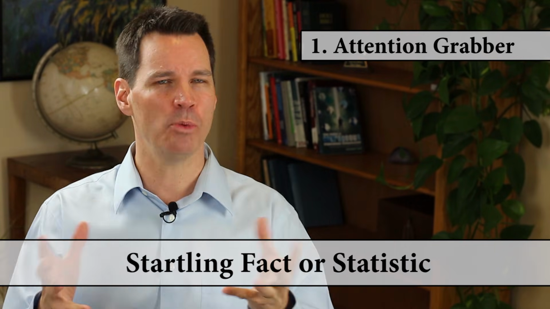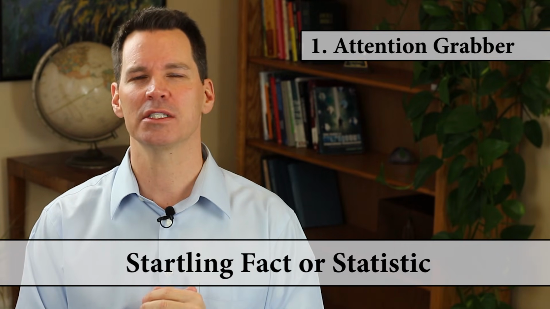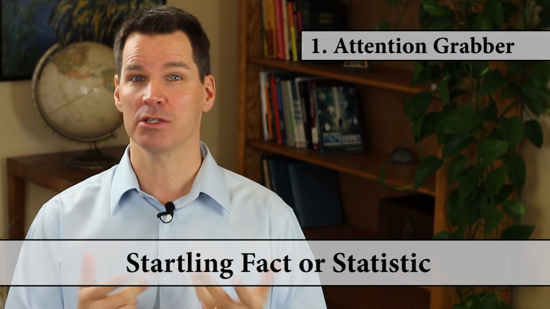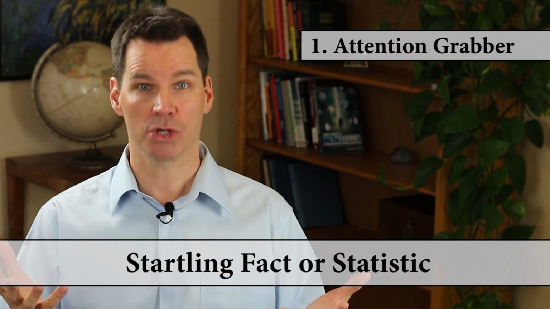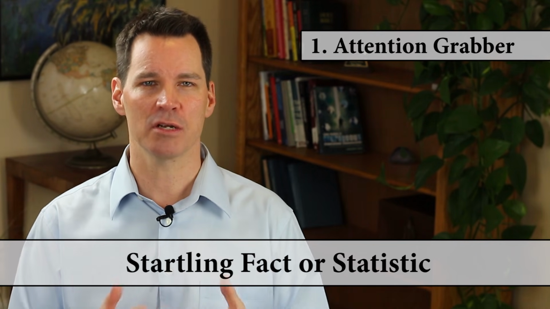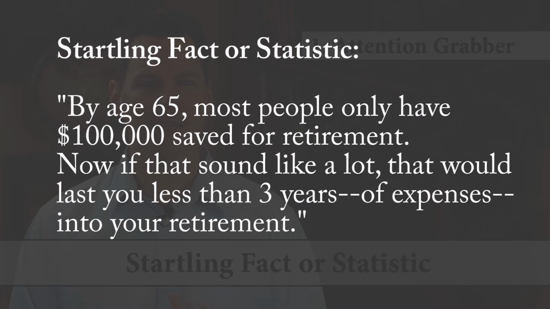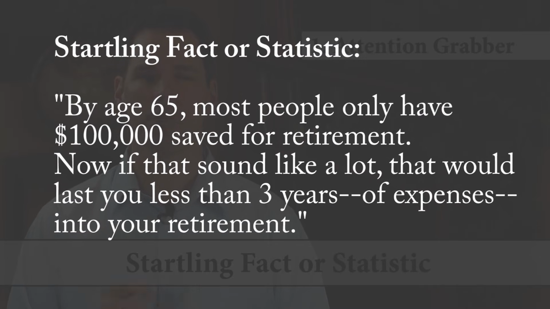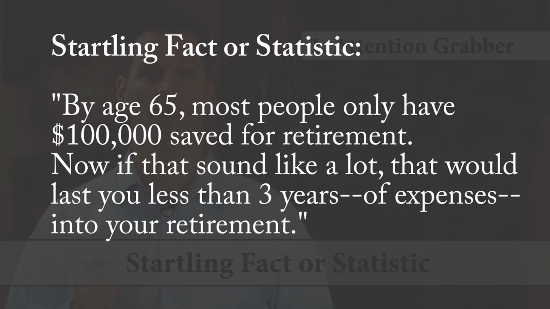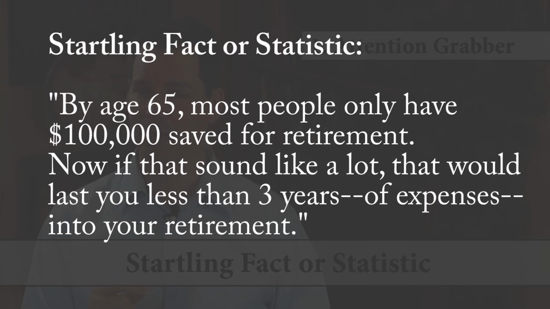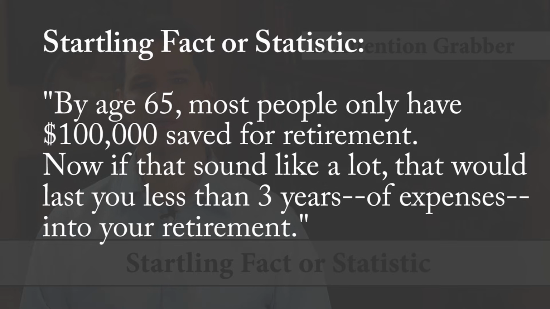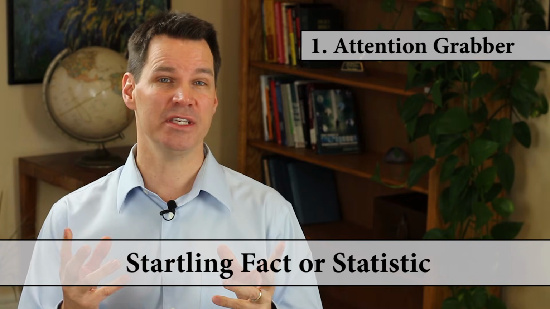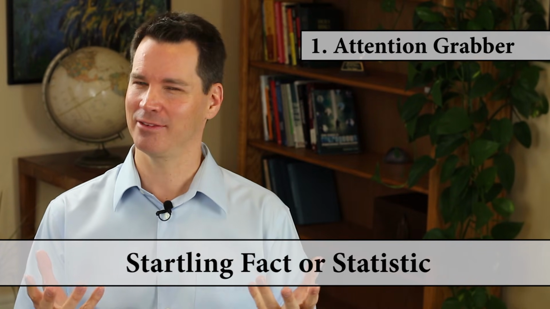Again, this is all in the opening, just in the first 20 or 30 seconds of your presentation. In fact, I was looking into retirement planning recently, and here's a nice statistic I came across that might work well for a presentation on retirement planning. By age 65, most people only have $100,000 saved for retirement. Now, if that sounds like a lot, that would last you less than 3 years of expenses into your retirement. So there's a statistic that's relatively shocking. Most people only have $100,000.